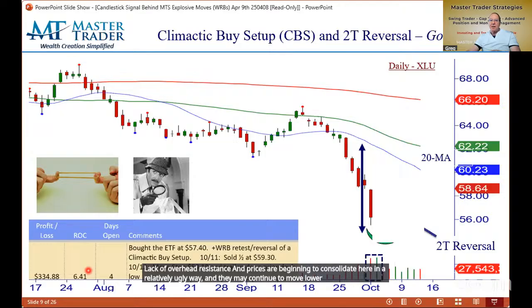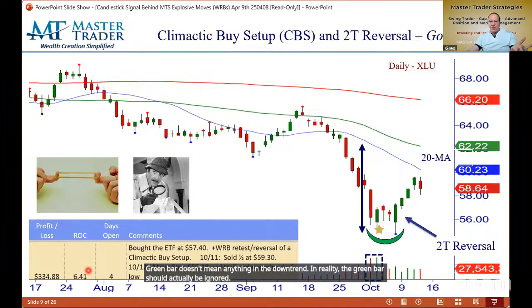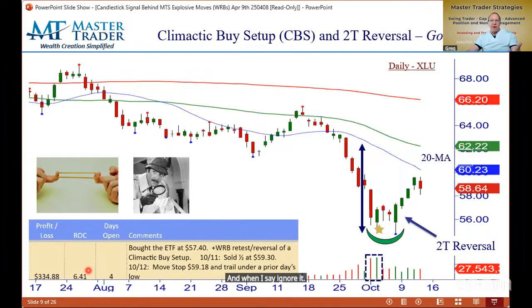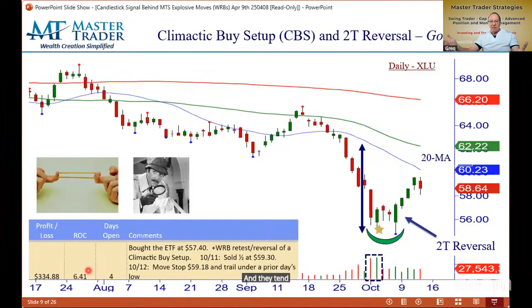But this particular example, Dan mentioned it, and I'll point it out. In this particular example, as you look at what happened here, green bar doesn't mean anything in the downtrend. In reality, the green bar should actually be ignored. And when I say ignore it, I don't mean you should ignore it. What I mean by that is generally green bars happen in bear trends and they tend not to go very far. And then prices continue to go lower.